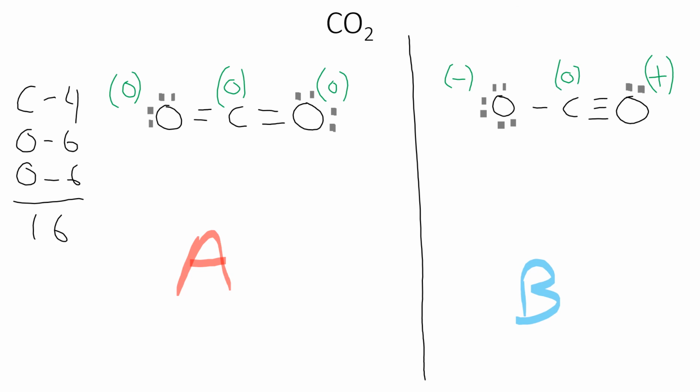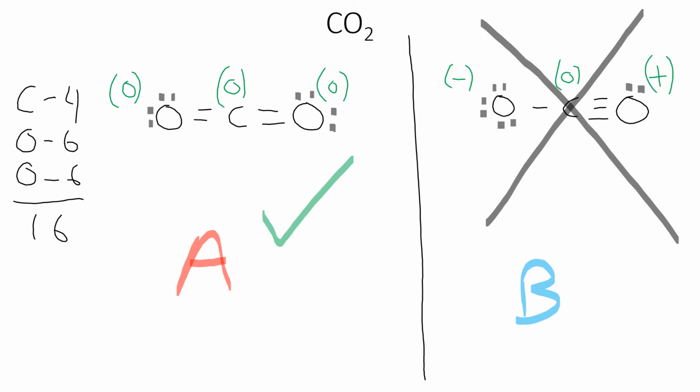So now formal charge can be used to break that tie. Structure A on the left, no formal charge on anything. Structure B on the right, we have formal charge. Which one is going to be better? Well, the less formal charge, the better. So we would want structure A. Structure B is not the correct structure. We would go with structure A.